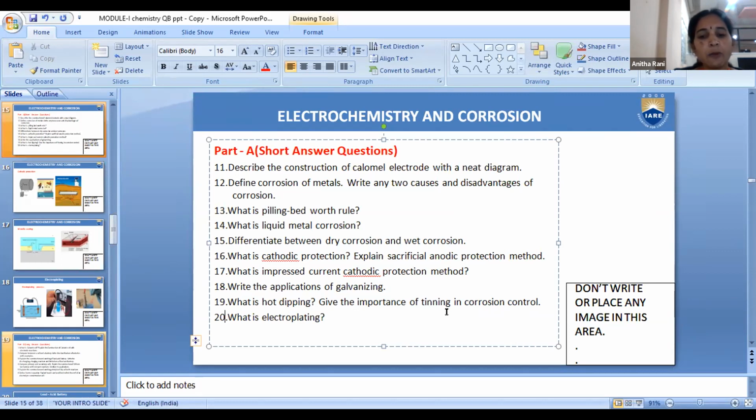So what is the importance of tinning? Where are we using this tinning process? Importance of tinning, applications, tell me.